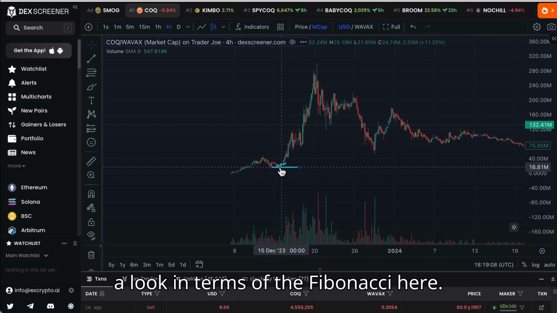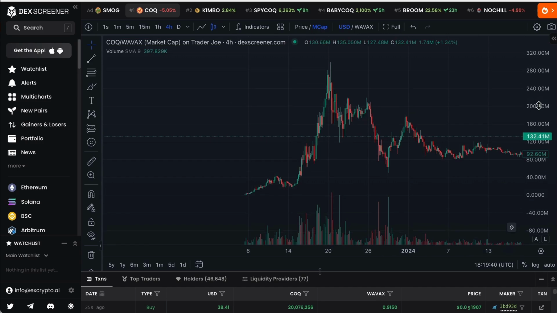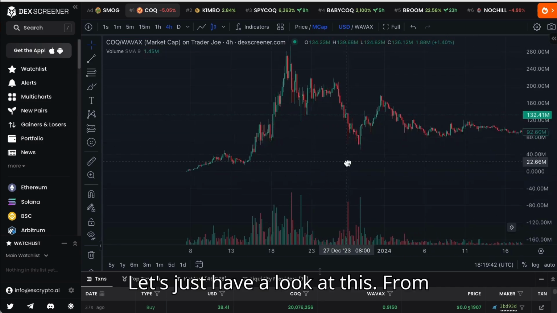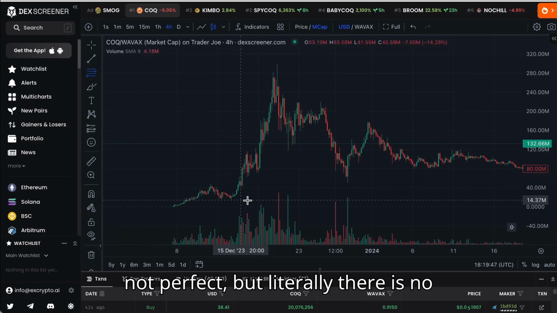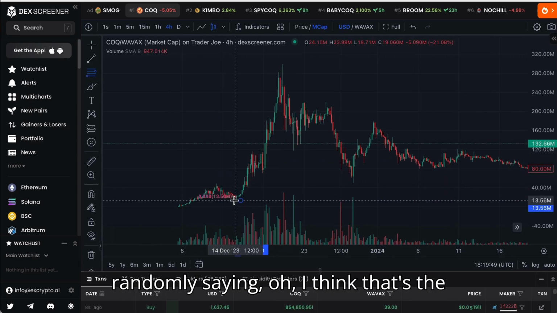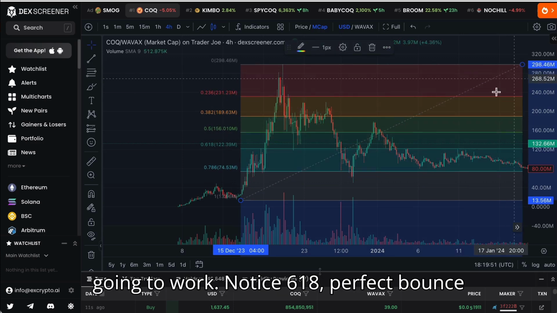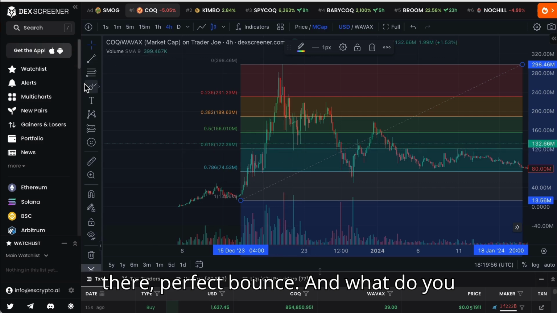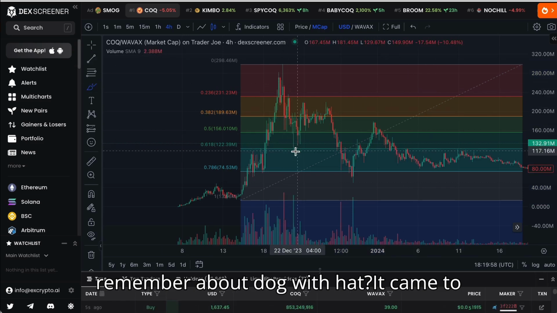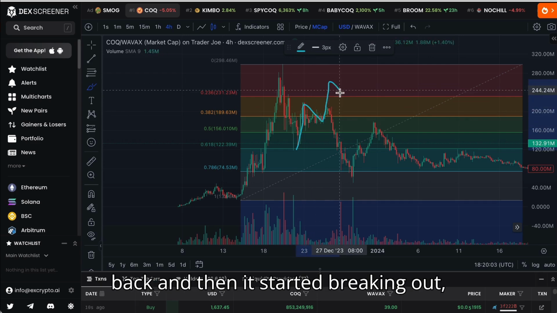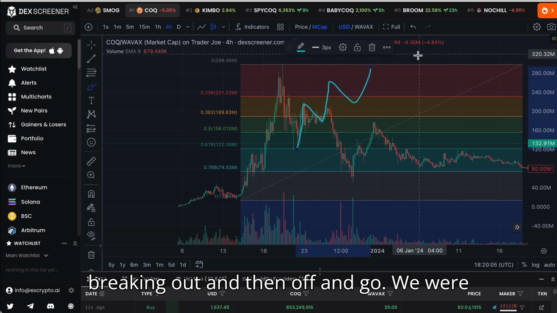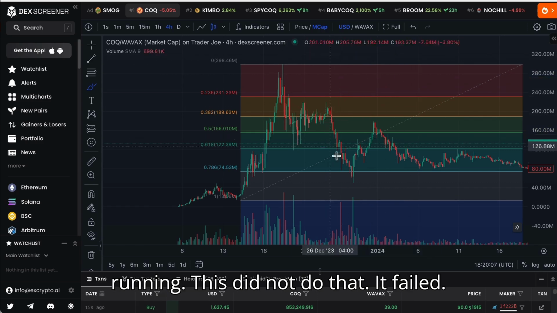So if you actually have a look in terms of the Fibonacci here. Let's just have a look at this. So from swing low to swing high, again, these are not perfect, but literally there is no other way. Otherwise you'll just randomly be saying, oh, I think that's the high, I think that's the low. That's not going to work. Notice 618, perfect bounce there. Perfect bounce. And what do you remember about Dog with Hat? It came to the 618 and then it went down, pulled back, and then it started breaking out, and off we go. We were running. This did not do that. It failed.